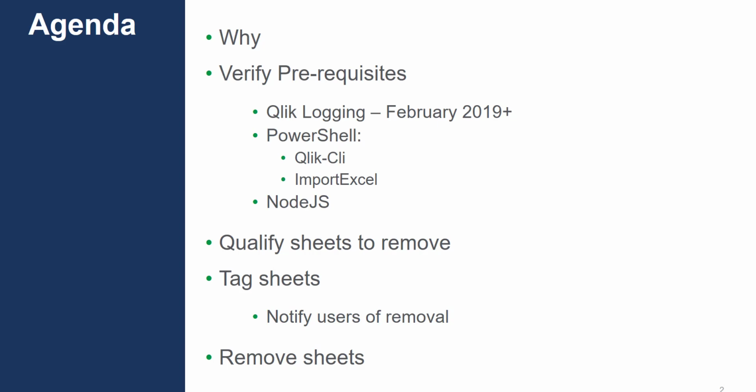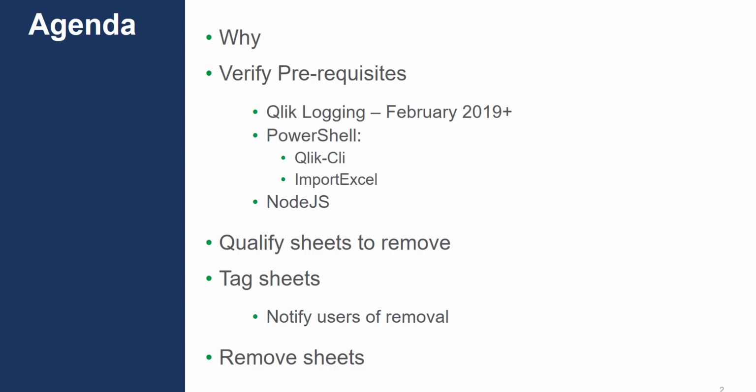This process will use a PowerShell script, which will make the repository API calls to tag these sheets, so we can qualify what they are and then potentially remove them down the road. That PowerShell script is going to depend on a couple of modules: Qlik CLI, the helper function for the repository calls, and ImportExcel, which will be used to parse the Excel file, which we'll build out. We will also use Node.js to be able to issue the engine API calls. These are simply the analogs of what would happen in the hub, but done programmatically behind the scenes.